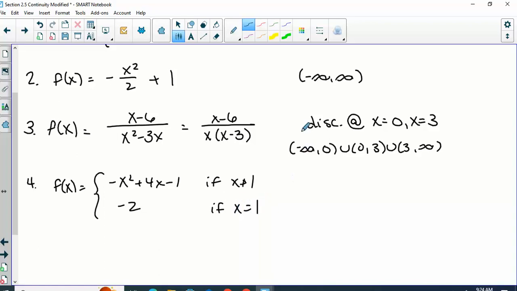Okay, where is this one possibly a problem? At 1. To see if it is, we need to verify if the pieces match up. So we know the second piece is going to give us a -2. Plug a 1 into the first piece. So we get -1 plus 4 minus 1, so it would be -2 plus 4, which is 2. So do the pieces match up? No. So it's discontinuous at 1. So that means it's continuous everywhere else.